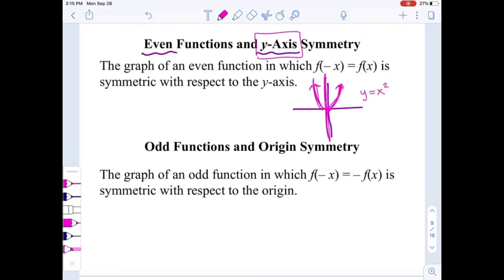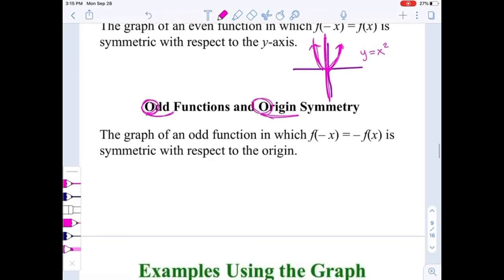Odd function and origin symmetry. Odd is going to have origin. So odd, origin, O and O. It says the graph of an odd function in which f of negative x is equal to the opposite of f of x is symmetric with respect to the origin. Well, what does that look like?